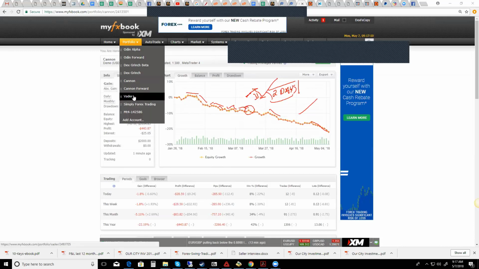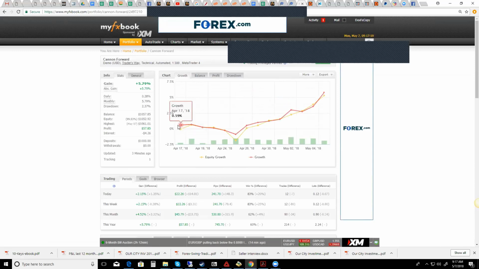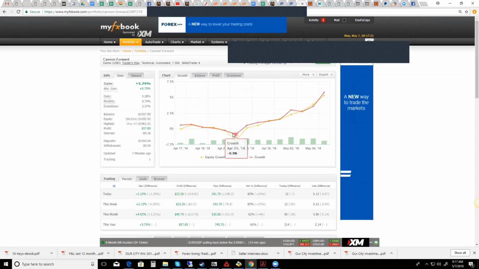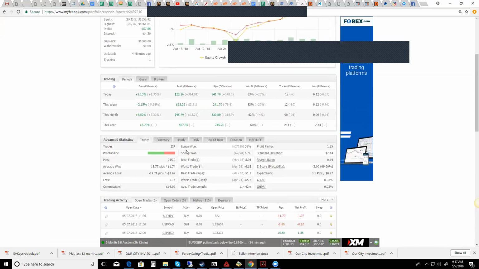This is the cannon. I'll show you the cannon first. This is cannon forward, which means that I took the reverse side of it on all those positions since April 17th. We had those couple down days, and then we had all these up days. We had a little bit on Friday, but now we're back into the growth again. We did 241 pips.